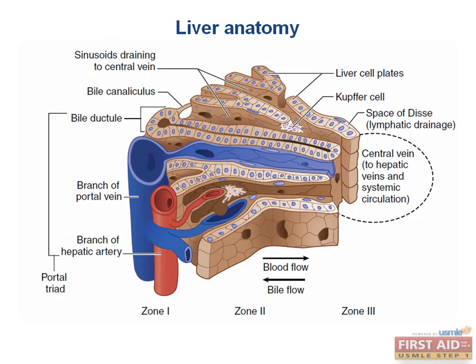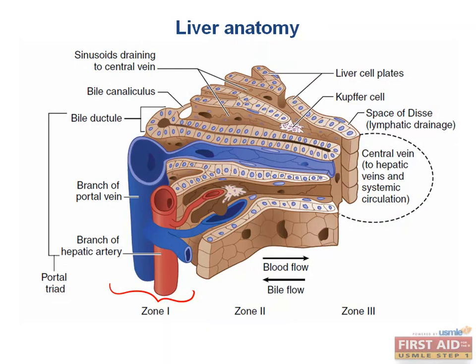Given this anatomy, different zones of the liver are affected in different ways by different insults. Zone 1 is the zone around the portal vein, which you can see here. This zone is most affected by viral hepatitis and ingested toxins. This makes the most sense as blood carrying the virus will hit these cells first.